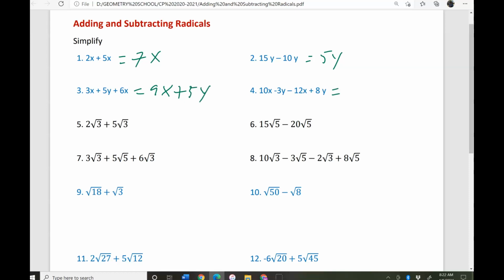Same thing here. Combining x's with x's and y's with y's. So this would give me a negative 2x plus 5y. We've done this. This should look familiar.